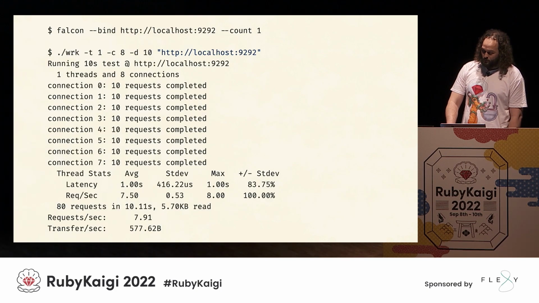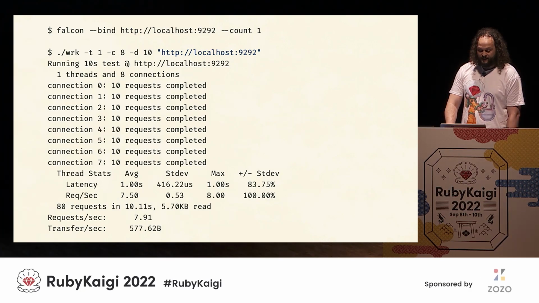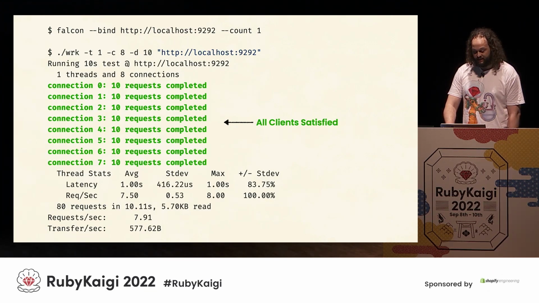So here is a real-world demonstration of this effect. We run Falcon with a single event loop and then make 8 connections. Each request sleeps for 1 second, and all 8 connections can execute 10 requests in 10 seconds. This looks good. This is what it should look like. And this holds true for up to about 5,000 connections on my desktop, at which point the event loop becomes saturated and the latency is impacted gracefully across all connections.